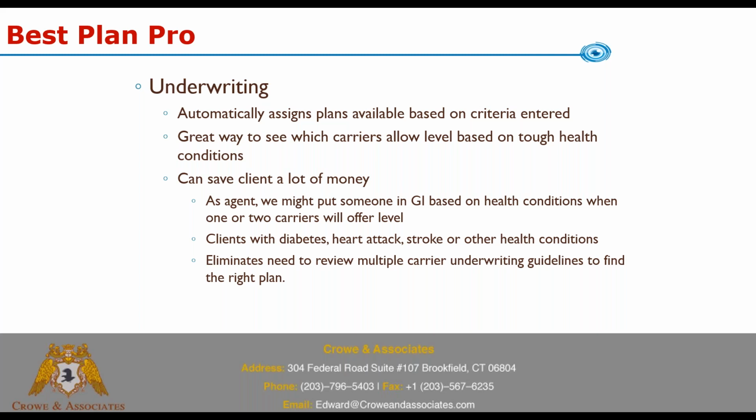So again, as I mentioned, I did a scenario with heart attack. I ran one with a stroke too, somebody who had had a stroke. In the past, I would have put that GI, and lo and behold, there was a company that I've actually never written that came up that would go level for them. So it really saves a lot of time and eliminates the need to pull apps and look at the questions on the app, pull underwriting guides, or call the company rep or whatever it may be.